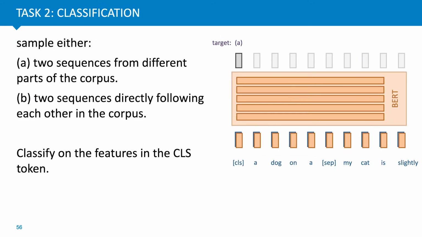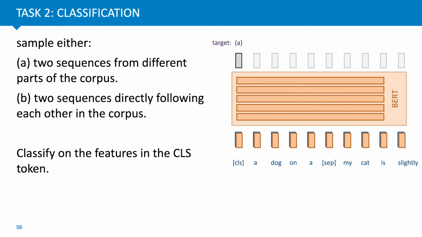The second task, the classification task, is designed to force BERT to also create representations for the whole sentence. And to do this, we introduce first a special CLS token, which is placed at the start of every input sequence, and we look only at the output label of that token. And as input, we sample either 2 sequences from different parts of the corpus, or 2 sequences directly following each other in the corpus. These are concatenated with a separator token in the middle, and BERT's task is to predict whether these are contiguous sentences or sentences from different parts of the corpus.